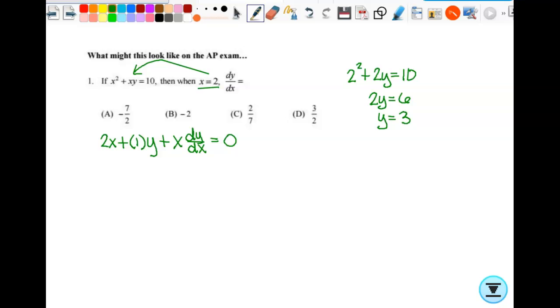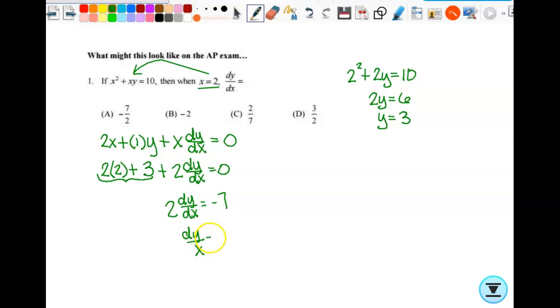So now I can go back over here and substitute it in. 2 times 2, because that's x, plus y, which is 3, plus 2 times dy dx equals 0. So these together give me 7, right? Can I just go ahead and subtract that over there? So I can say that 2 dy dx is equal to -7. So dy dx is what? -7/2. I think it was too, because it's the same number.